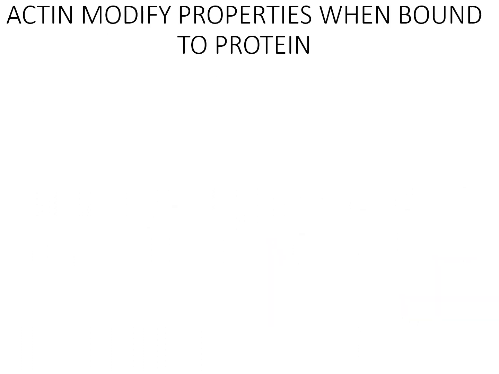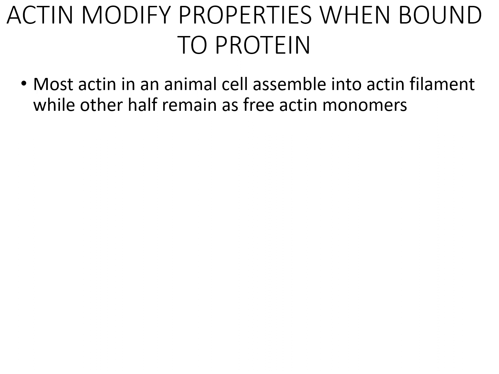So most actin in animal cells can assemble into actin filaments, while the other half remain as free actin monomers. Like we saw in the previous slide, when you control the free actin monomers, you can control the behavior of actin. So how do cells actually control free actin monomers from polymerizing?